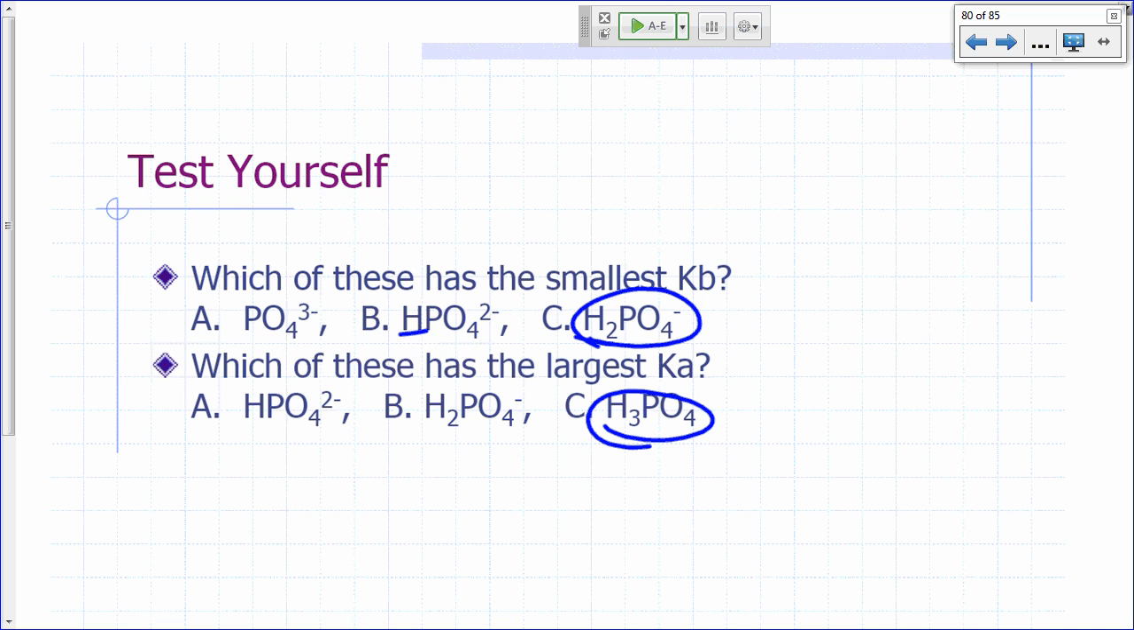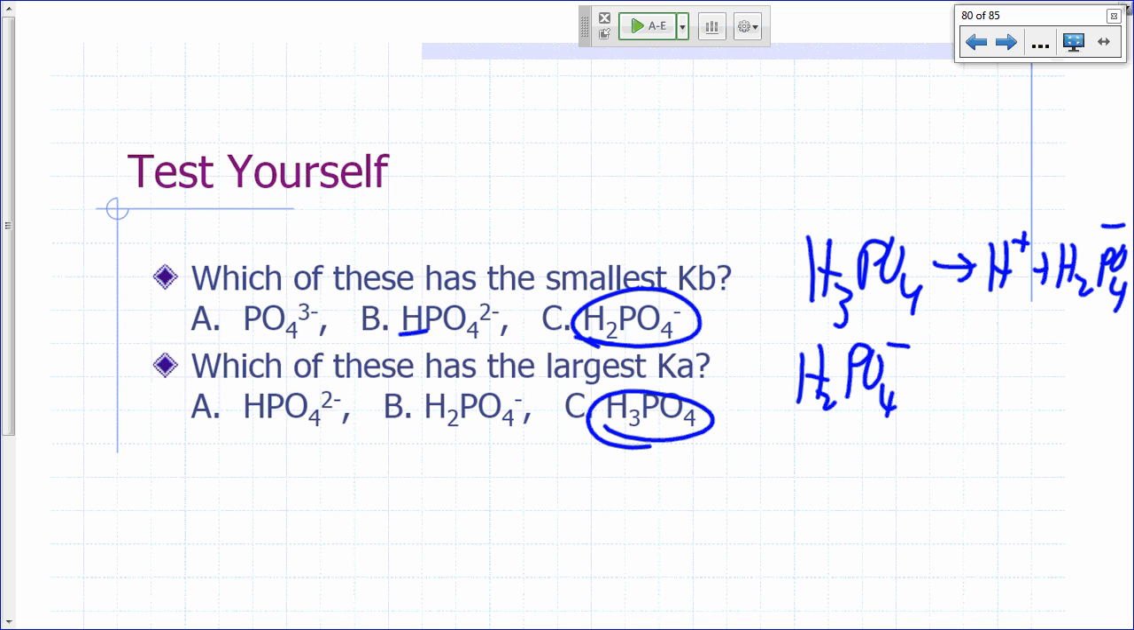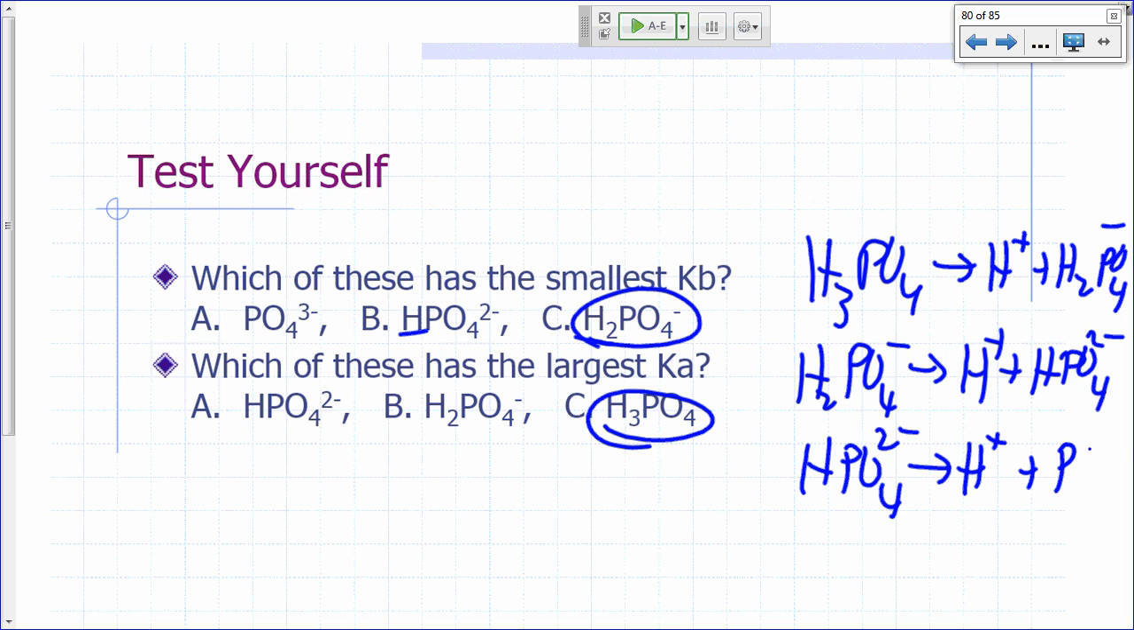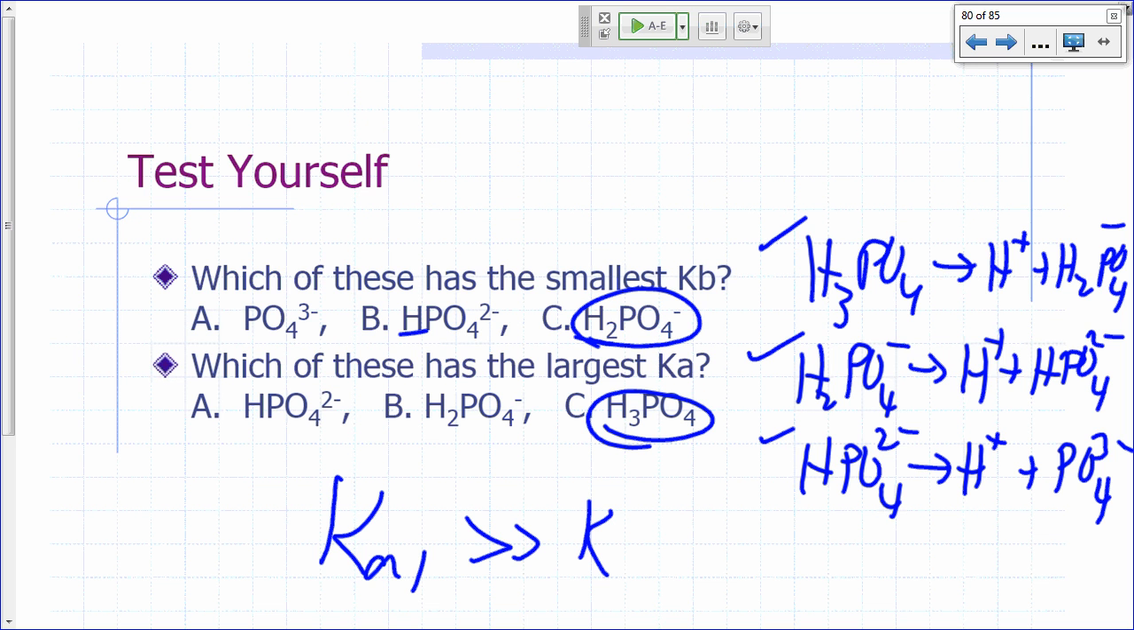That's why in the stepwise ionization, if you have H3PO4 gives you H plus and H2PO4 minus, and then H2PO4 minus gives you H plus and HPO4 2 minus, and HPO4 2 minus gives you H plus and phosphate. Okay, what are the Ka's for this? Ka1, Ka2, and Ka3. Generally, what you find is Ka1 is typically much larger than Ka2, much larger than Ka3.